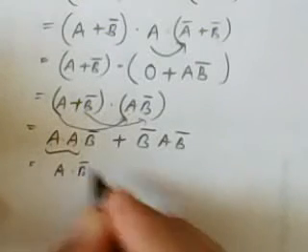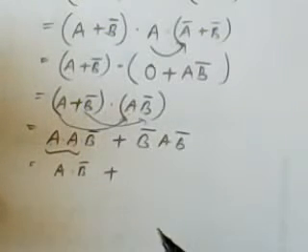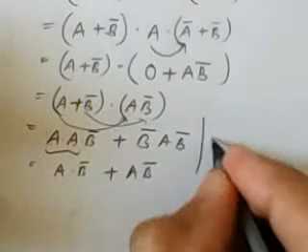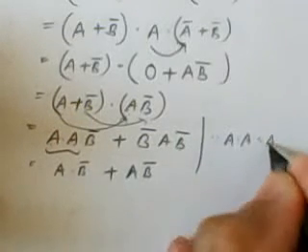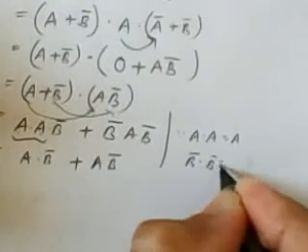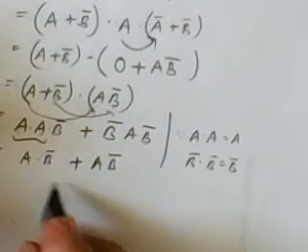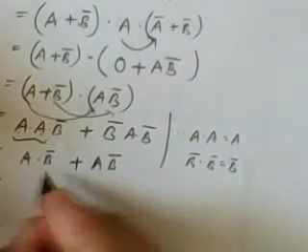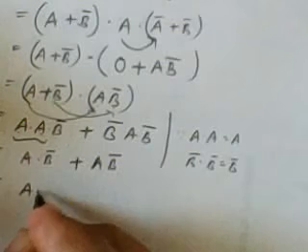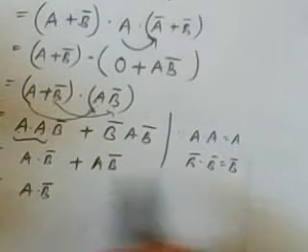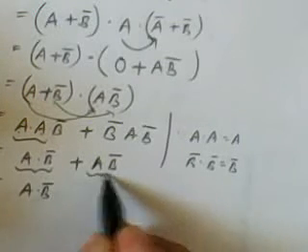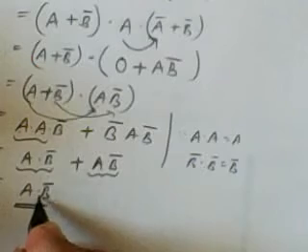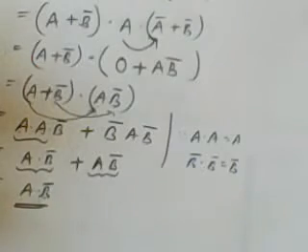A dot B bar plus B bar into B bar is how much? B bar. So it is A into B bar. Since you know A dot A is equal to A, B bar dot B bar is equal to B bar. Now look at the expression: A B bar plus A B bar. Both are same, that is why A B bar. Using the same theorem, this is taken as one term. It's the same term. Therefore, the final simplified answer is A B.